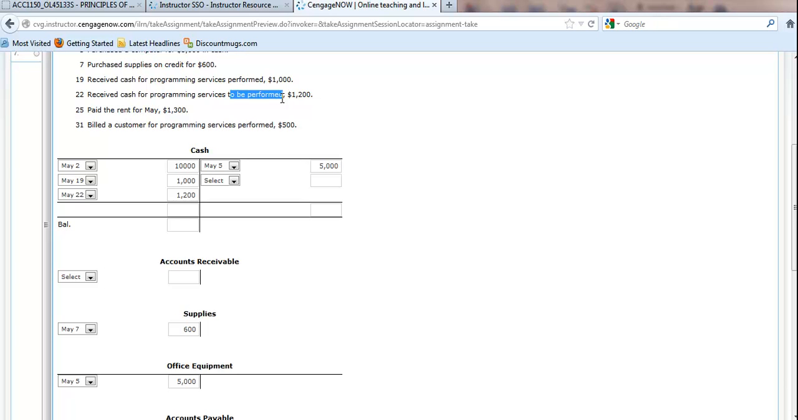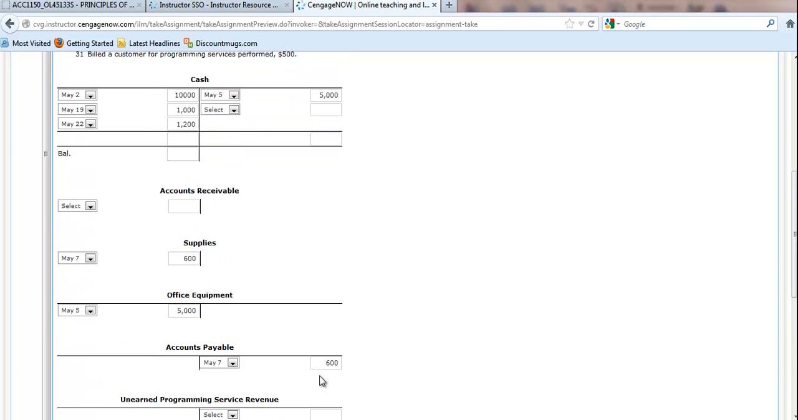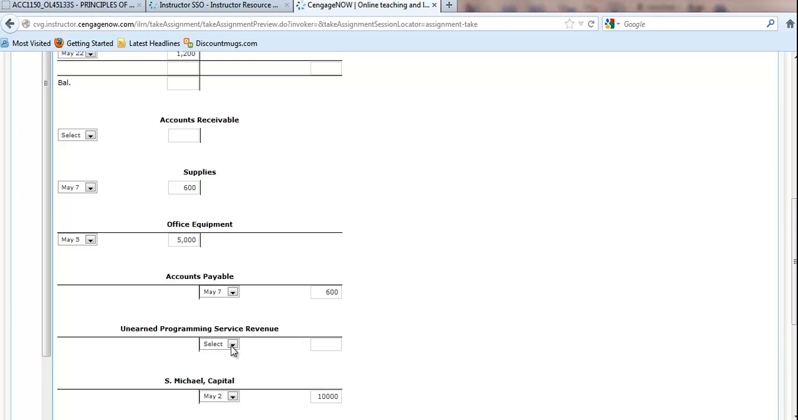Now, with accrual accounting, which is what you're learning in this class, and the matching rule, we can only record revenue when it's actually earned. So I cannot put that into my revenue account because I haven't earned it. It says I'm going to earn it later. At this point, they paid me $1,200, so I owe them. So on May 22nd, I'm going to put it in my unearned programming service revenue account, $1,200. I owe them $1,200 worth of programming service. So that's how that liability account is used.